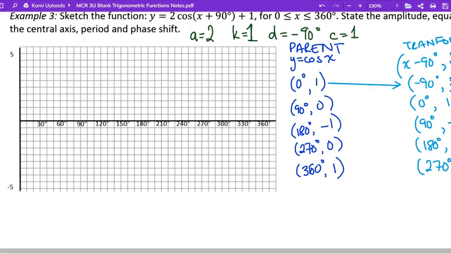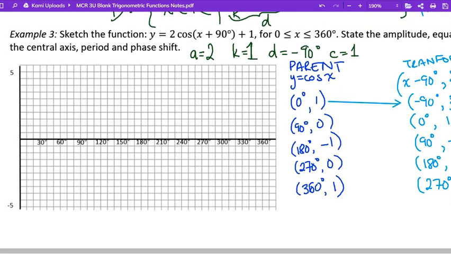Okay, so let's graph this function. Now we can't graph the first point because we are not given that on the graph, right? So if the graph stops at 0, you're not drawing anything before. Okay, so at 0 degrees, I've got 1. So let's see, are we going up by 2s? 1, 2, 3, 4. Yeah.